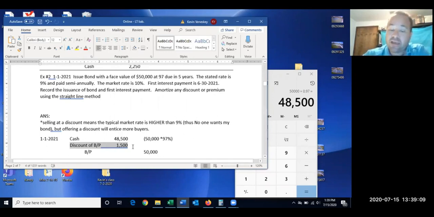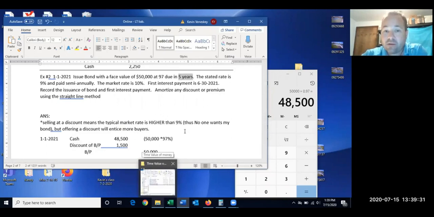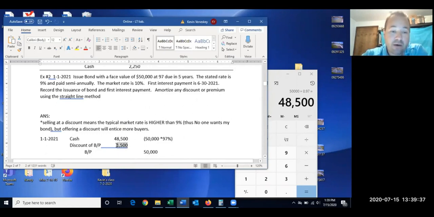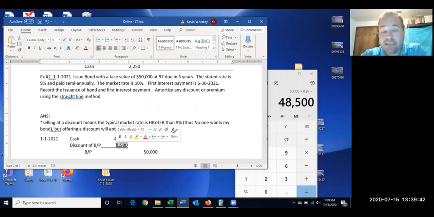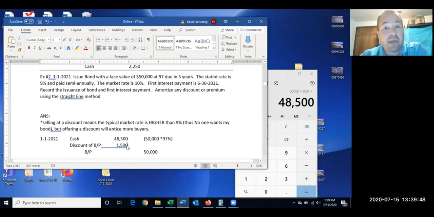So what I'm going to be doing now, when I get down to 6/30 to pay my first interest payment, I'm going to begin to amortize using the straight line method. That's what the problem tells us to do here. We're going to straight line it, determining how many payments I'm going to have. Well, if I pay semi-annually and I pay it over 5 years, that's 10 payments. So I need to break this down equally into 10 parts and get rid of my discount a little bit at a time. I don't want to get rid of all 1,500 when I pay off the bond.